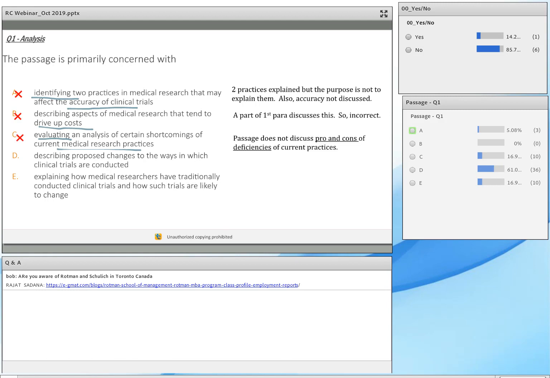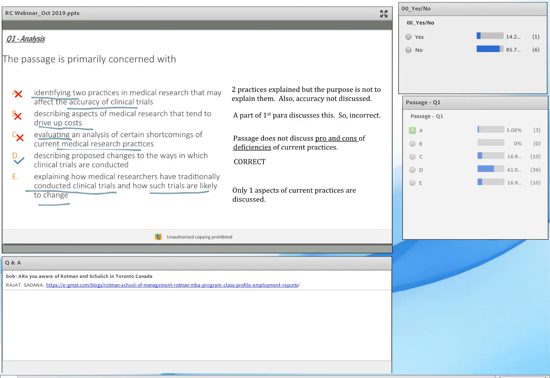Now let's take a look at choice D. Describing proposed changes to the ways in which clinical trials are conducted. This goes exactly with what our pre-thinking was. This is the correct one. Explaining how medical researchers have traditionally conducted clinical trials. Yes, this is something that he does. But how such trials are likely to change? Again, he's just giving a proposal.